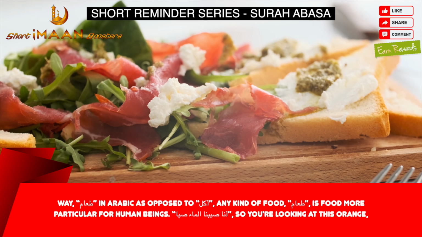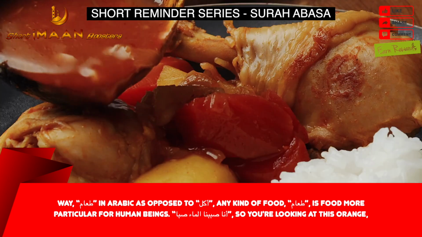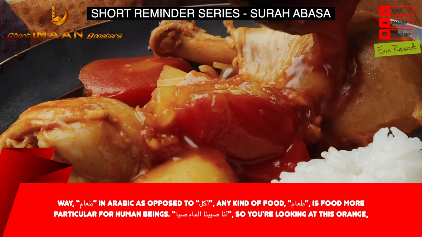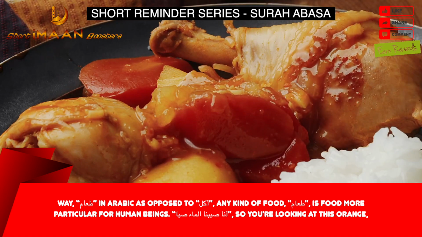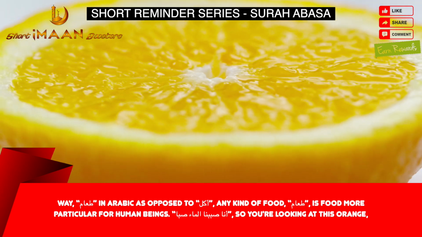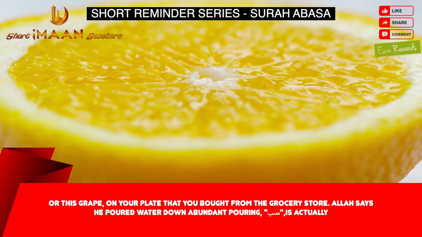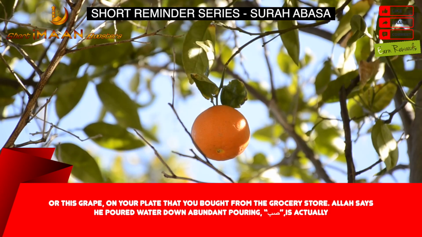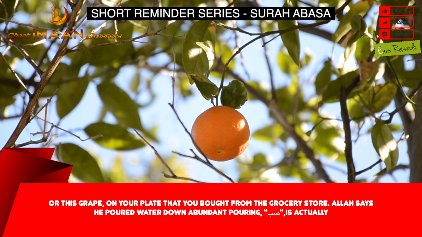By the way, ta'am in Arabic, as opposed to akl. Akl is any kind of food. Ta'am is food more particular for human beings. أَنَّا صَبَبْنَا الْمَاءَ صَبًّا. So you're looking at this orange or this grape on your plate that you bought from the grocery store. Allah says He poured water down, abundant pouring.